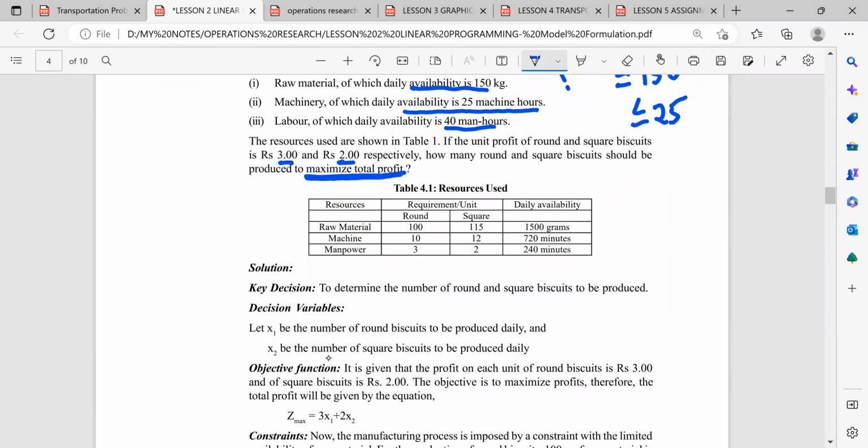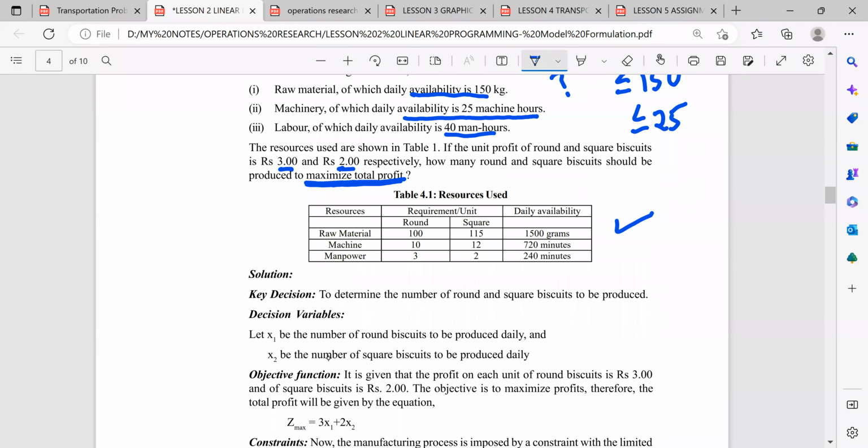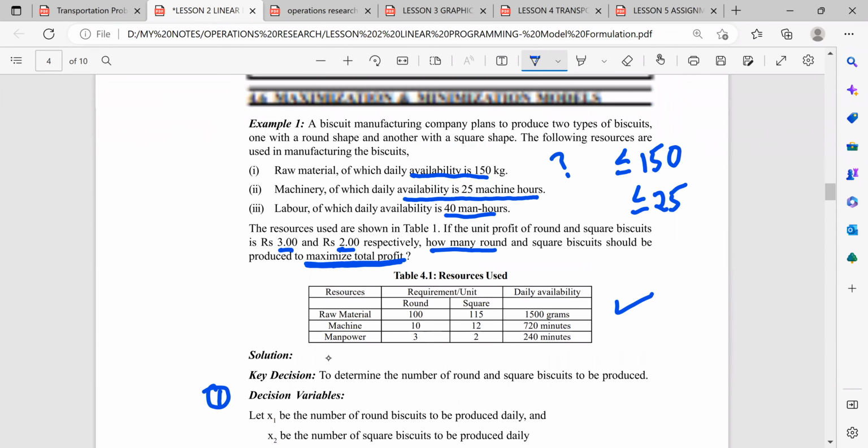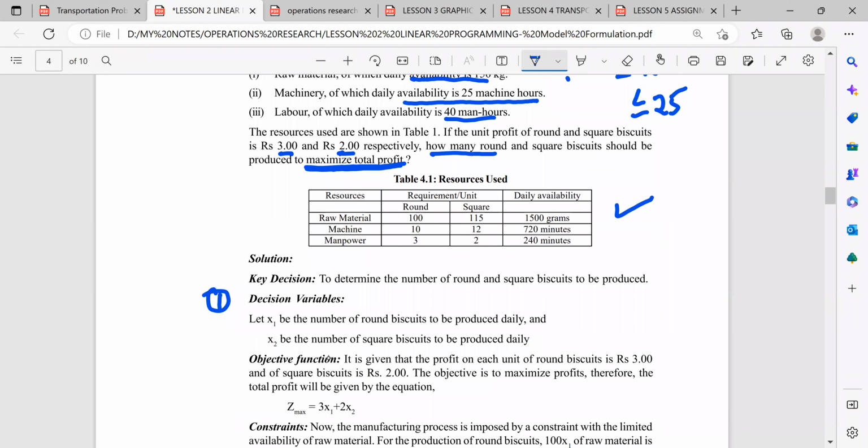So then we have this additional information. For now, we are not concerned with this answer. We are only focused on formulating the LP at this stage. So the starting point is to define your decision variables. What is unknown, or what do we need to know here? What we don't know here is the number of each type of biscuits to produce. We need to know how many of each type of biscuit we need to produce so as to maximize profit. And that's how you define your decision variables.